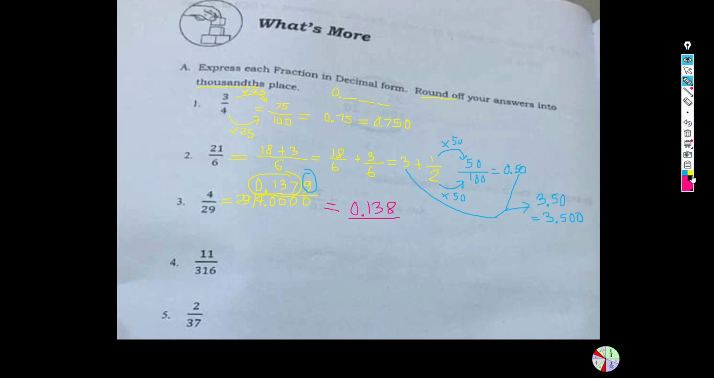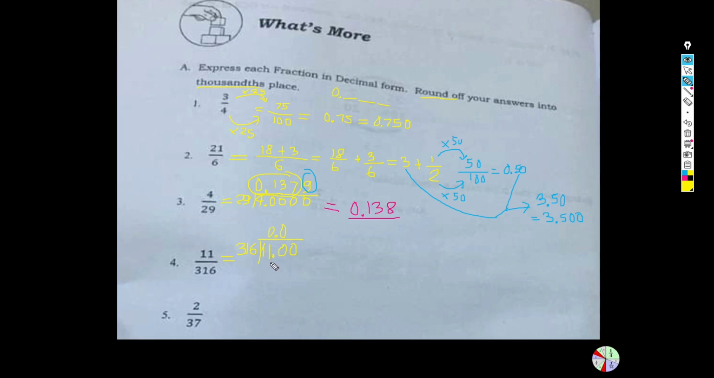Okay, let's answer number 4. So we will also divide this one. This is 11 over 316. We divide 11 with 316. Let us check. Can we divide? No, we cannot divide 11 by 316 with no remainder. Okay, so 11 divided by 316, there will be a point here. So we will put a point here and then 0 here. Definitely there will be 0 here. Another 0 because 110. So this will be 0.